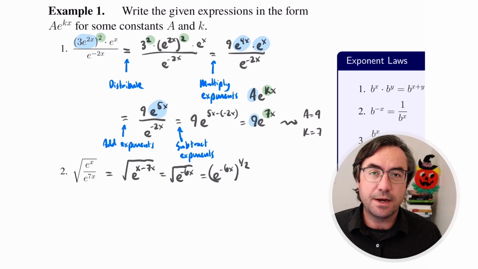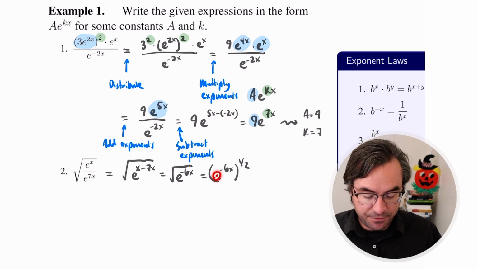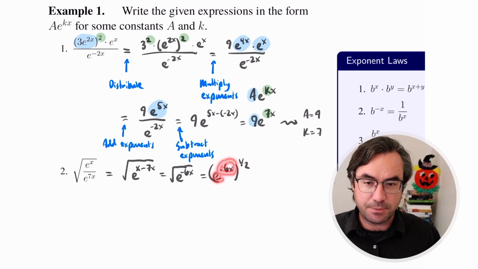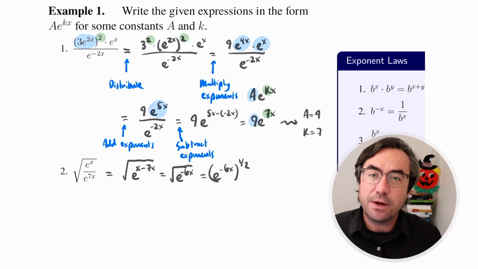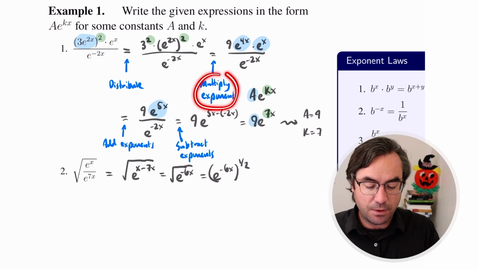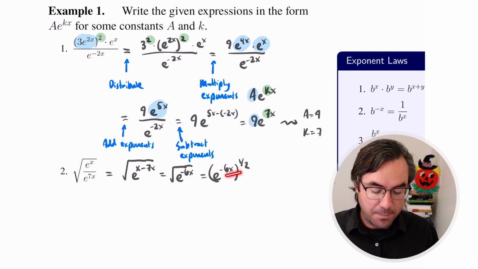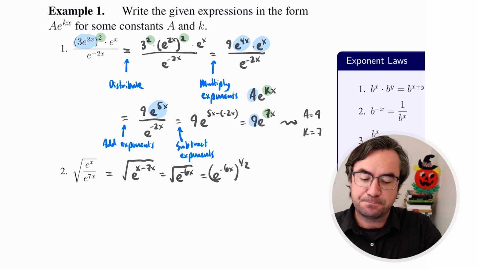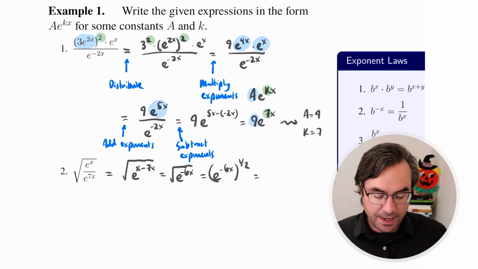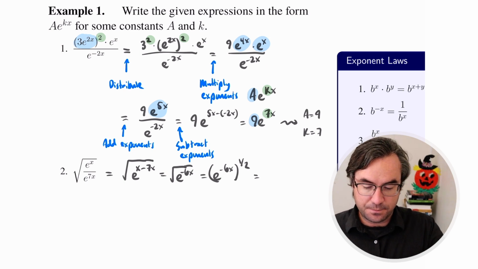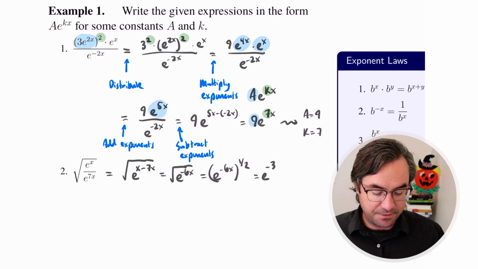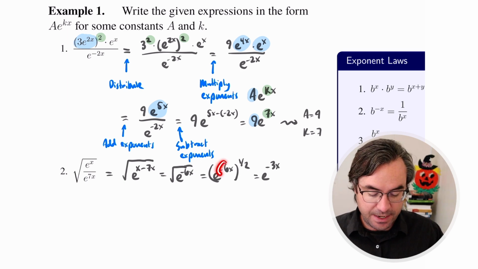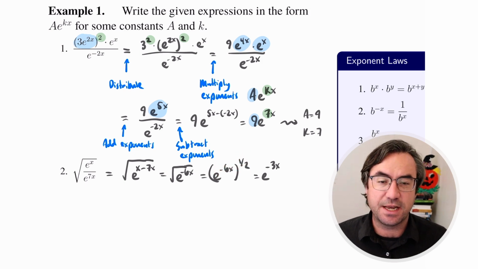And now we're in a common situation where we have a base term getting raised to an exponent, and then that whole thing getting raised to another exponent. And the way we simplify this, kind of like what we did before, we multiply those exponents together. So in this case, we end up with e raised to the negative 3x. So negative 6 times 1/2 is just negative 3.